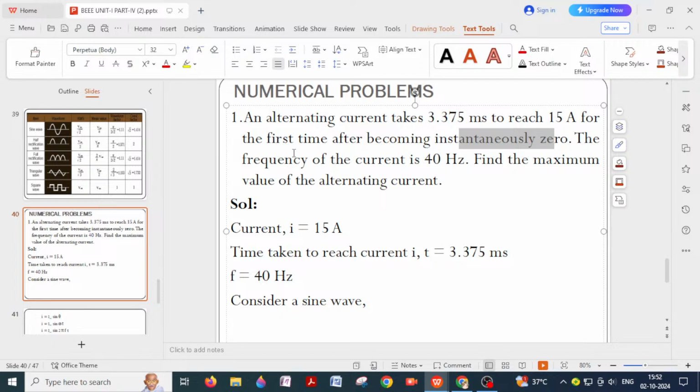Frequency is given. You have to find the maximum value of the alternating current. A current value of 15 amperes is given, the time taken to reach this current is 3.375 milliseconds, and the frequency is 40 hertz. They didn't mention whether it is a sine wave or any other waveform. Since it is not mentioned, let us assume it is a sine wave.